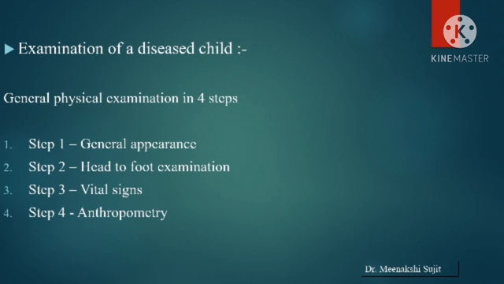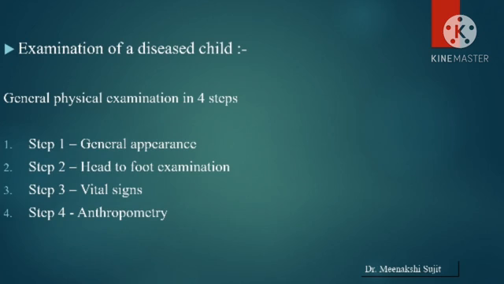General physical examination in 4 steps. Step 1, general appearance. That is, overall general appearance from head to toe, you should see whether the baby is having any hemiplegia, cleft lip, cleft palate, or drooling maybe, or all extremities. You have to see the general appearance. Step 2 is head to foot examination.